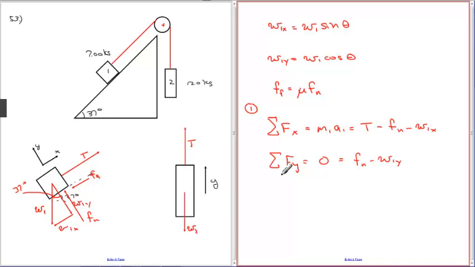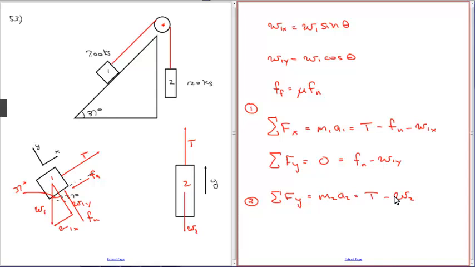And then finally, body number 2, which is here. This is body number 1. We only have forces in the y direction. It's moving in the y direction, so the sum of forces is equal to m2 times a2. And the two forces we have are the tension, which is going up, and the weight, which is going down.